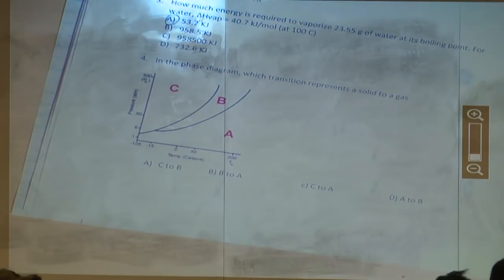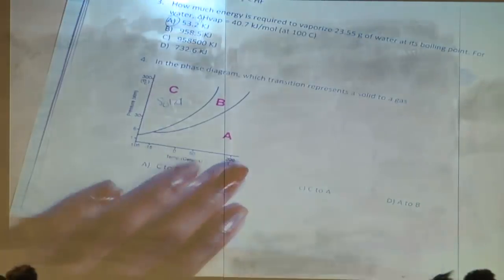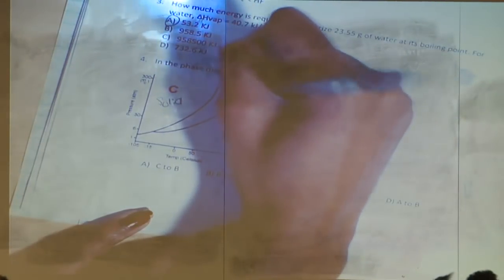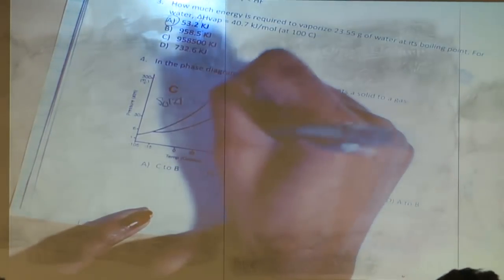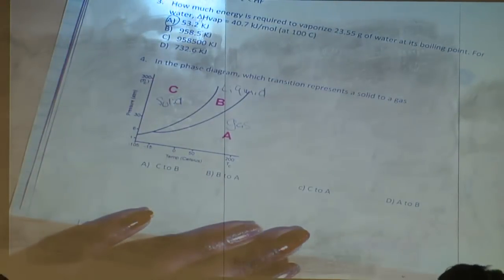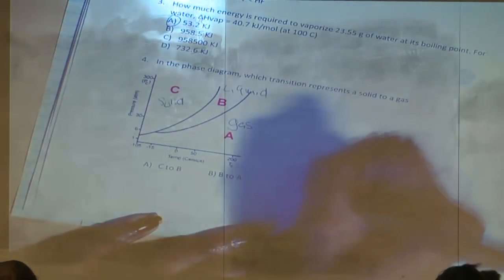Now 4 is a phase diagram, and I ask which transition represents a solid to a gas. So when you're given a phase diagram, I would just automatically label the solid, liquid, and gas. So you know C is a solid because it has the lowest temperature and high pressure. So then B is liquid because it's in the middle, and A is gas because it has all the temperatures, and it's having the highest over there. So this says a solid to a gas, so that should be C to A.